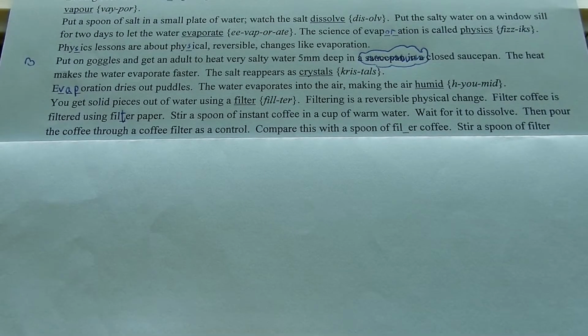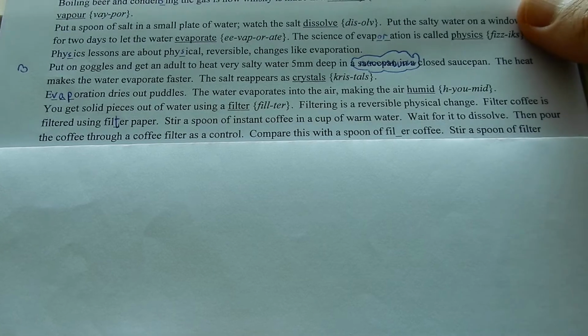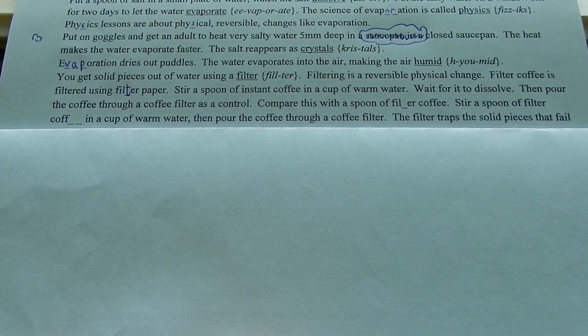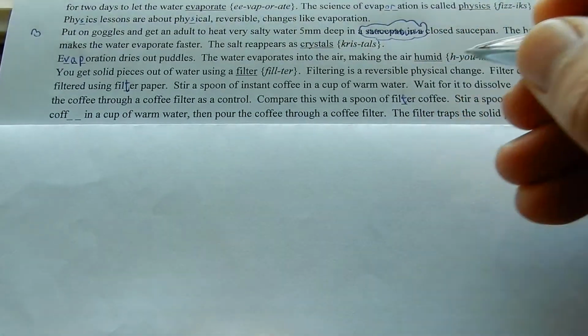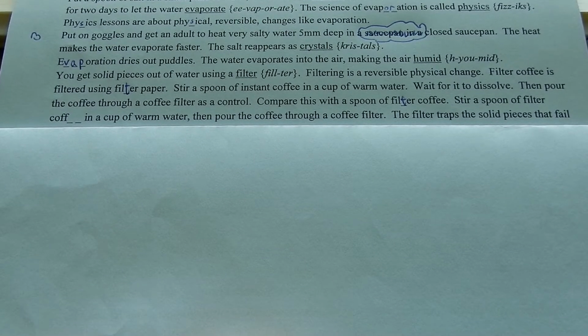Stir a spoon of instant coffee in a cup of warm water. Wait for it to dissolve. Then pour the coffee through the coffee filter as a control. Compare this with a spoon of filter coffee. Yeah, this is special coffee that's used in coffee filters.